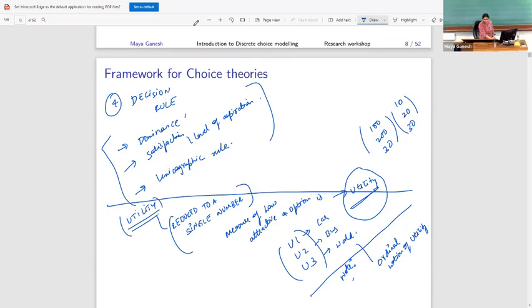Yes, Dibyendu, it is relative in the sense that we are ordering it based on the value that it has. Okay.